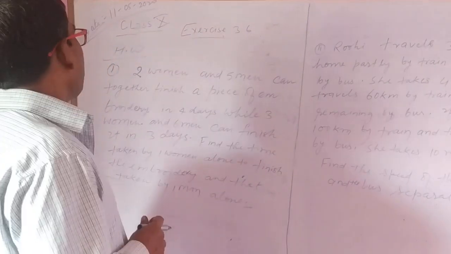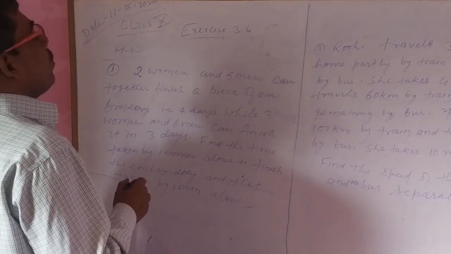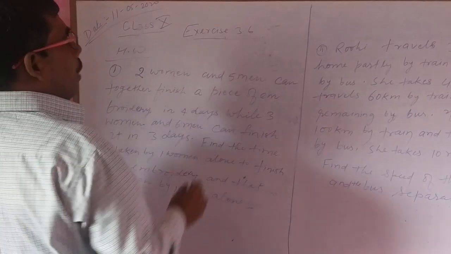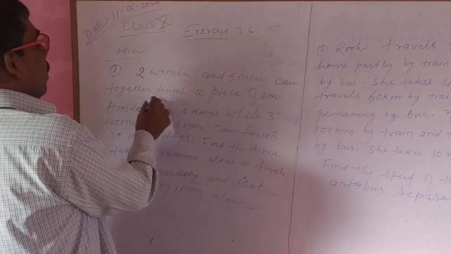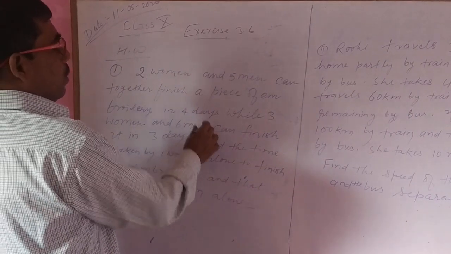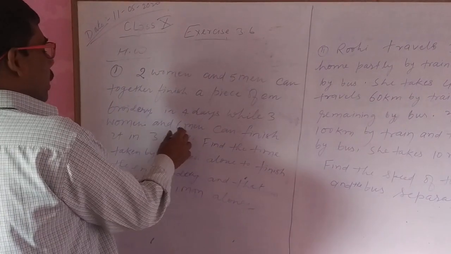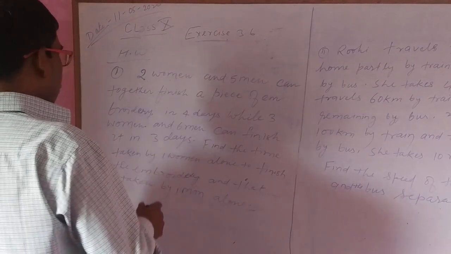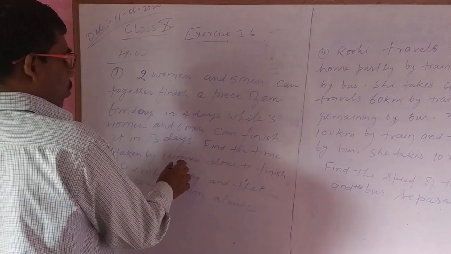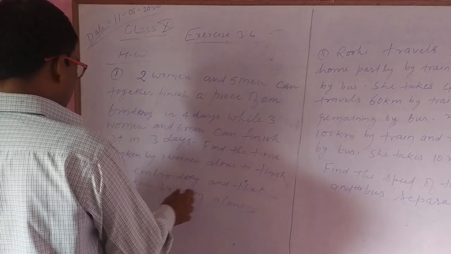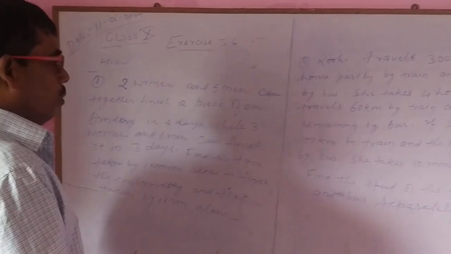Homework from this exercise 3.6. 2 women and 5 men can together finish a piece of embroidery in 4 days, while 3 women and 6 men can finish it in 3 days. Find the time taken by 1 woman alone to finish the embroidery and that taken by 1 man alone.